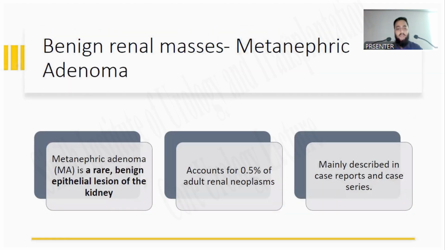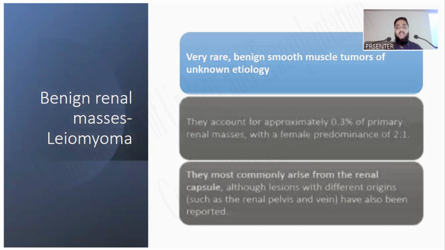Metanephric adenoma. Metanephric adenoma is a rare, benign epithelial lesion of the kidney, accounts for 0.5% of the adult renal neoplasms, mainly described in case reports and case series. Leiomyoma. Very rare, benign smooth muscle tumor of unknown etiology. They account for approximately 0.3% of primary renal masses with a female predominance of 2:1 ratio. They most commonly arise from the renal capsule, although lesions with different origins, such as the renal pelvis and vein, have also been reported.